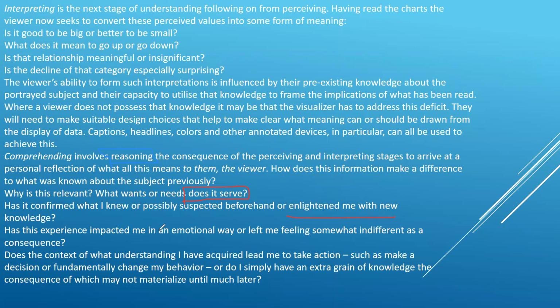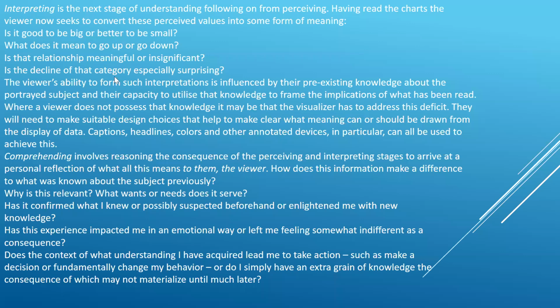Did this experience impact the viewer in any emotional way, or leave him, or me, as I'm referring to myself, feeling somewhat indifferent as a consequence? Which means, after reading all this data, did it make any difference? Was it insignificant? Emotionally, did it leave any feedback? Does the understanding that I acquired lead me to take actions? Does whatever I read need to be followed by taking actions later on?